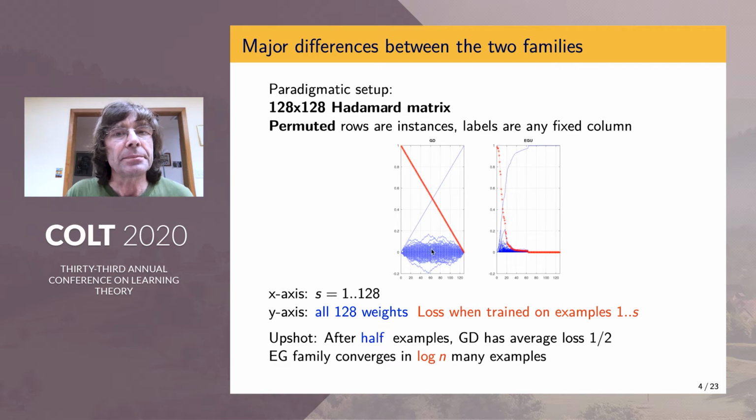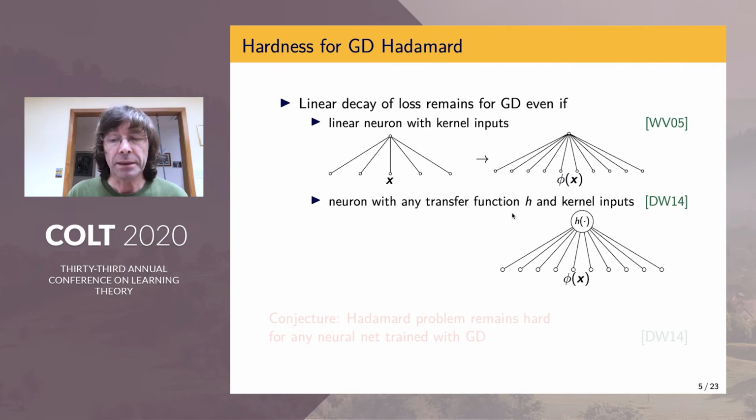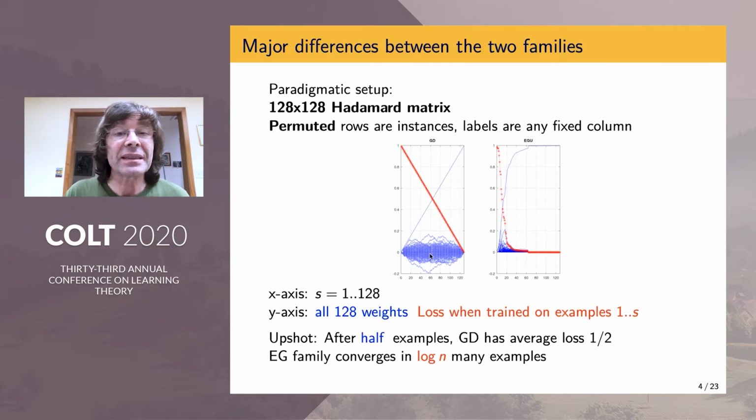The gradient descent update, all 128s plotted in blue here, the good weight is picked up only linearly, and the average loss on all 128 instances goes down only linearly. For the multiplicative updates, fundamentally different: exponential decay, exponential pickup of the good weight. Okay, so the punchline is after seeing half of the examples, you still have error half in the gradient descent case, whereas for the multiplicative updates, after log n many examples, you learn.